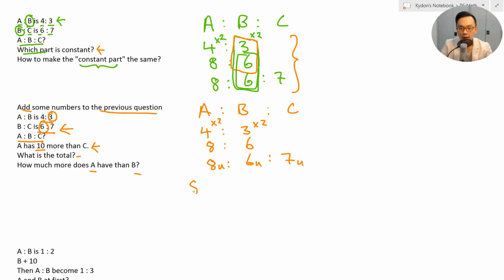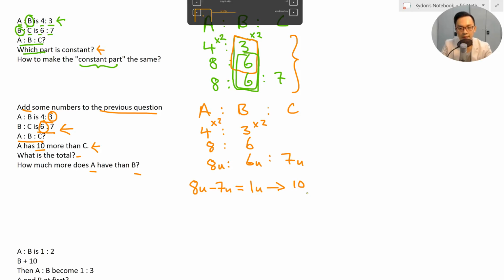And if you take 8 units minus 7 units equals 1 unit, so that's A minus C. So 1 unit is actually 10, all right, because A has 10 more than C. So if you take A minus C, that gives you 10.